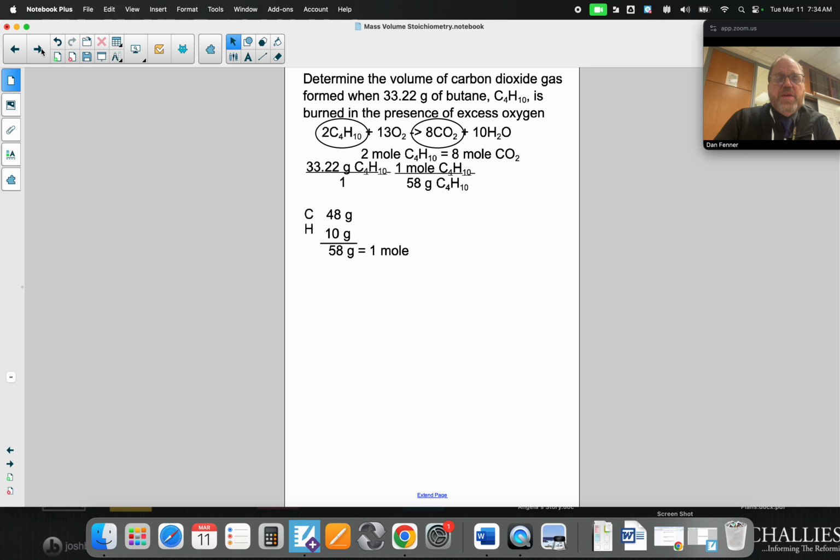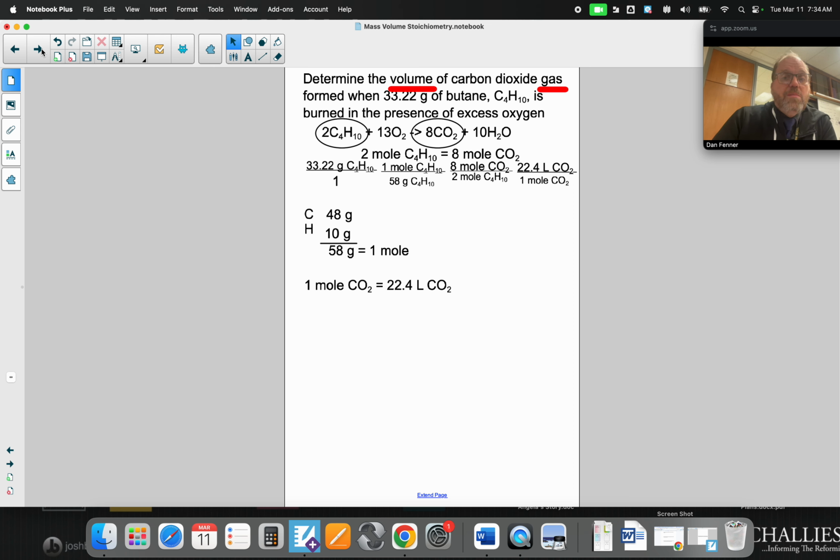So the equality there is 2 moles of C4H10 is 8 moles of CO2. We want to get rid of C4H10, so it's going to go on the bottom. CO2 is going to go on top. So we've got 8 moles over 2 moles. And then I want volume. So remember, we're talking about volume of a gas, and it doesn't say, so we're going to assume right now that it's STP. So that tells us that 1 mole of CO2 is 22.4 liters CO2, the molar volume of gases. So 22.4 liters CO2 over 1 mole.